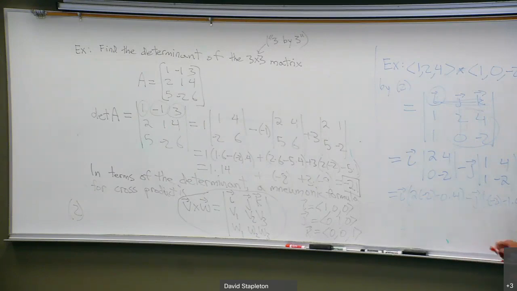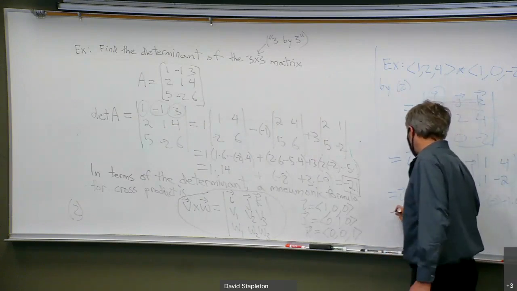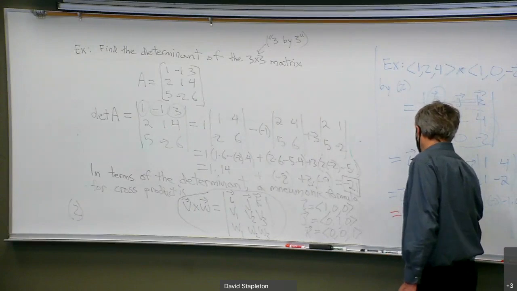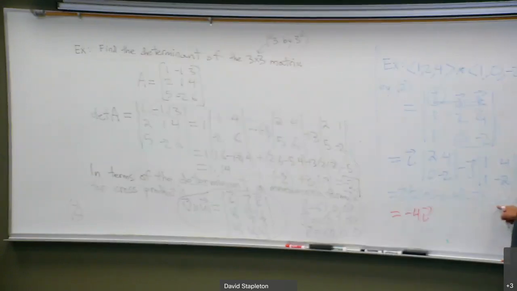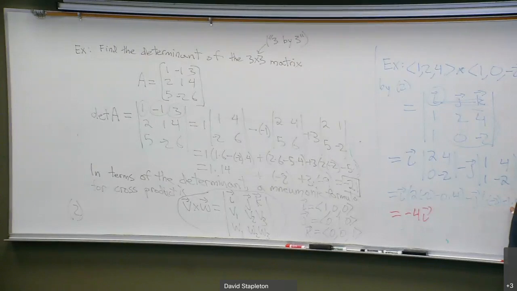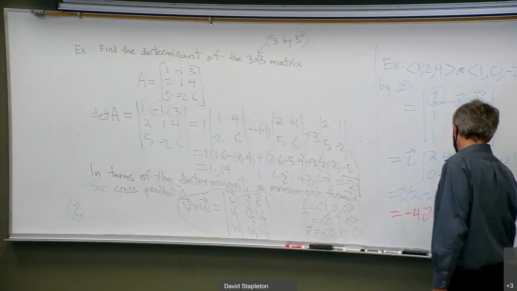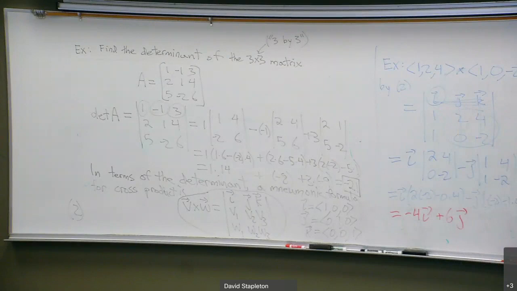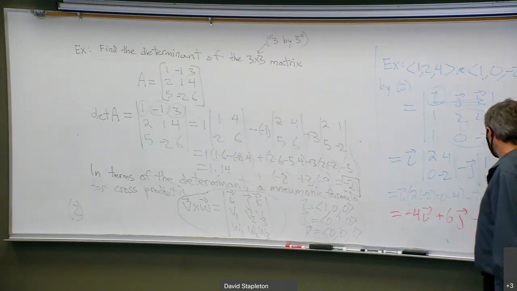So what have I got? Negative 4 minus 0 is negative 4, all multiplying i. Then negative 2 minus 4 is negative 6, multiplying negative j is plus 6j. Sometimes these canceling minuses get to be tricky. And then 0 minus 2, k, I get minus 2k. There's the cross product.